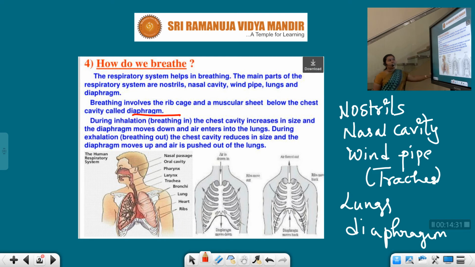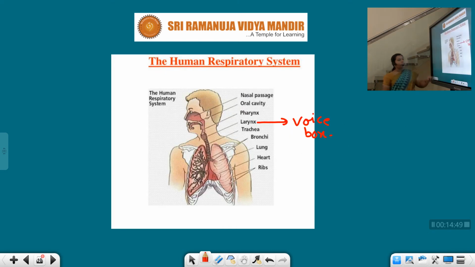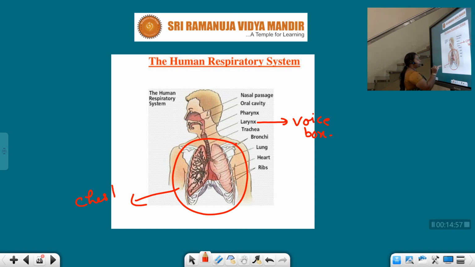During inhalation, the chest cavity increases in size and the diaphragm moves down. Air enters into the lungs. During exhalation, the chest cavity reduces in size and the diaphragm moves up. Air is pushed out of the lungs. See, children, this is the chest region. What is it, children? The chest cavity, we can say.